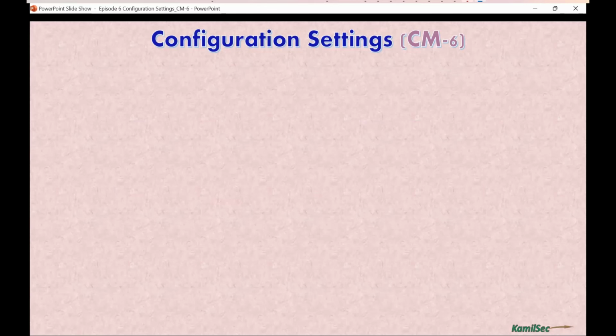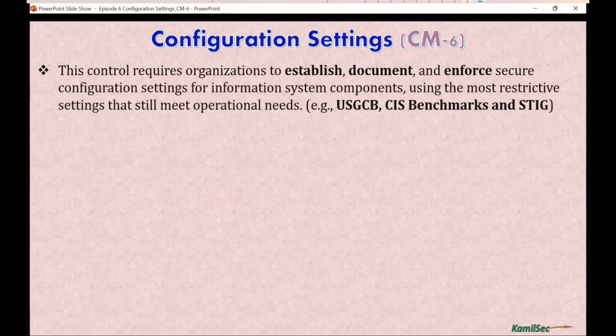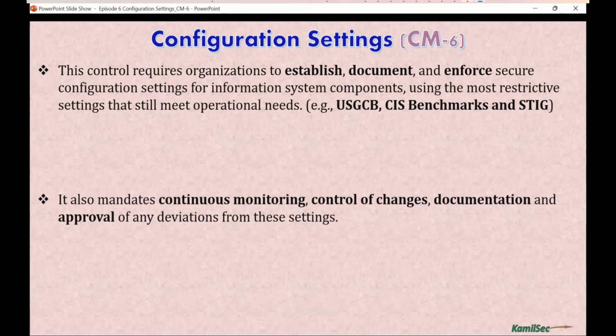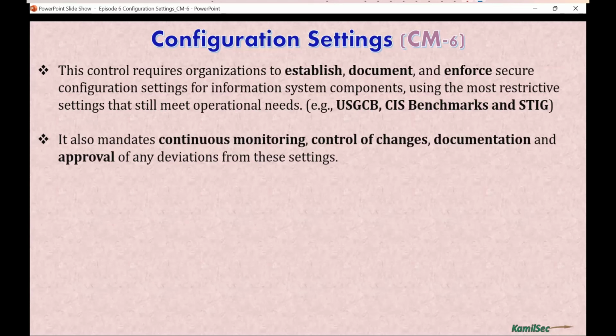Configuration settings, CM-6. This control requires organizations to establish, document, and enforce secure configuration settings for information system components using the most restrictive settings that still meet operational needs. Examples: the US GCB, which is the United States Government Configuration Baseline, the CIS Benchmarks, that is Center for Internet Security Benchmarks, and the STIG, Security Technical Implementation Guides. It also mandates continuous monitoring, control of changes, documentation, and approval of any deviations from these settings.